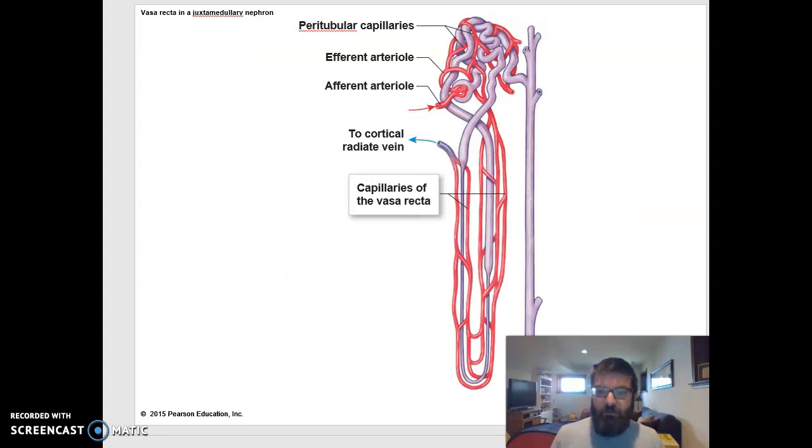And if you remember from last video, juxtamedullary nephrons are next to the medulla, juxtamedullary, and they have a much longer nephron loop, which goes way down, right? And then comes back up. And these are largely for reabsorbing water, these vasorecta. So again, they're part of the peritubular capillary system. It's essentially the same thing, but you find them on the juxtamedullary nephrons, and they are down on this nephron loop.